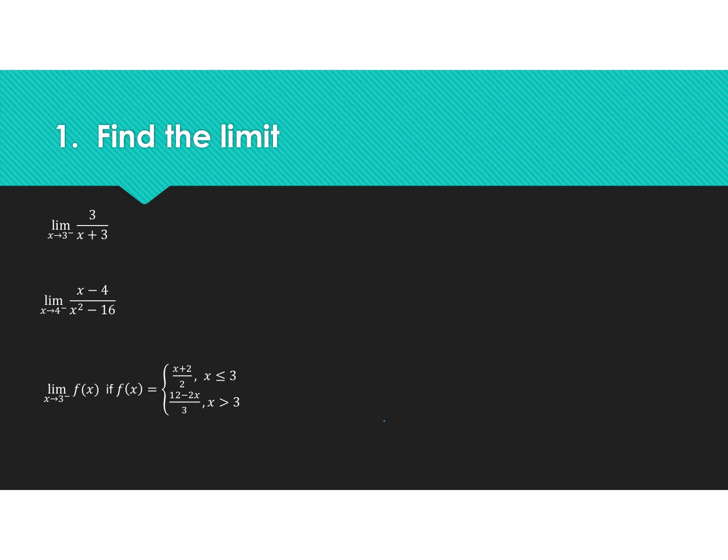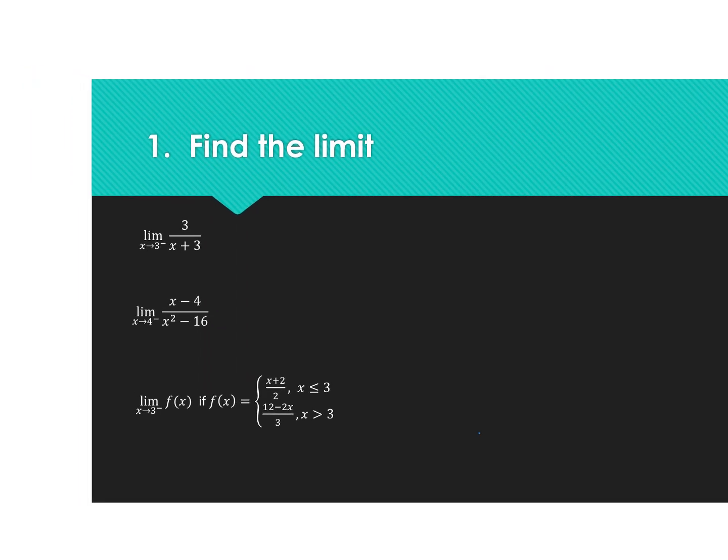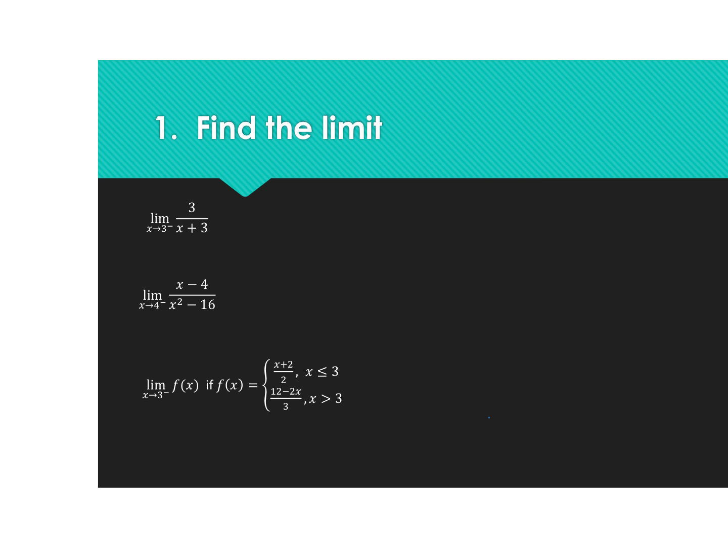All right, you guys, I'm going to work out the answers to this. For the first one, we've got the limit as x goes to 3 from the left. I'm just going to plug in because the only bad number here would be x equals -3, and I'm not even asking you about -3, so you're just going to plug in here to get 3/6, which is 1/2.